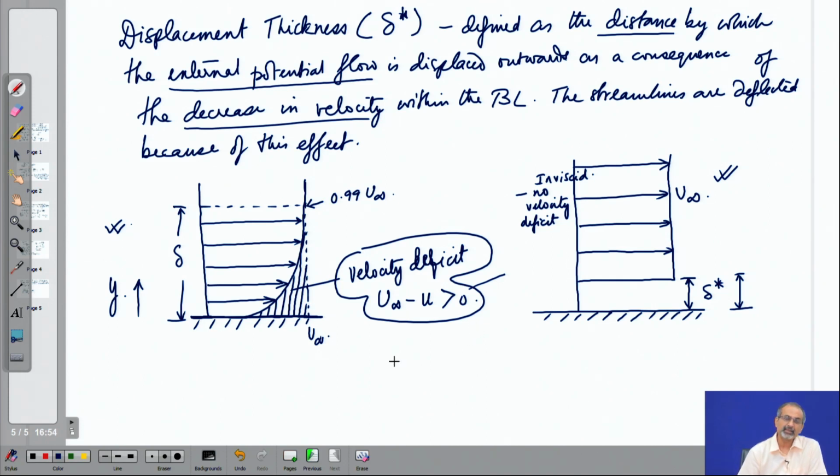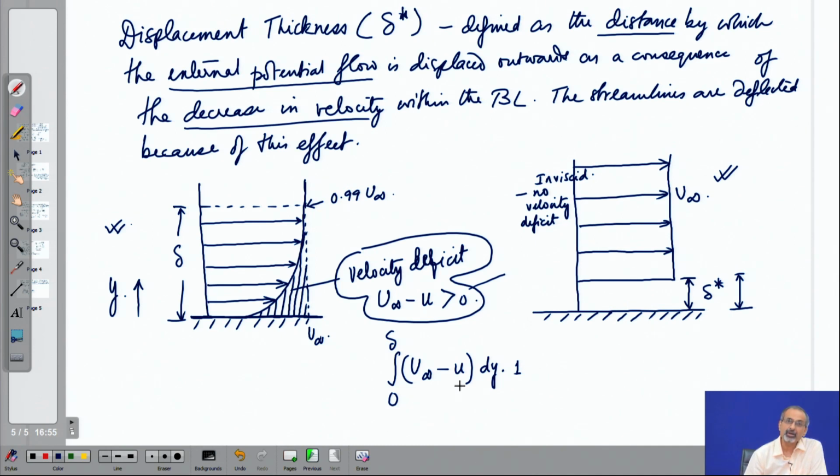So, how can we mathematically write it down? We can write it down like this. We are integrating the velocity deficit over the thickness of the boundary layer, and we are taking unit depth. What will this give us?